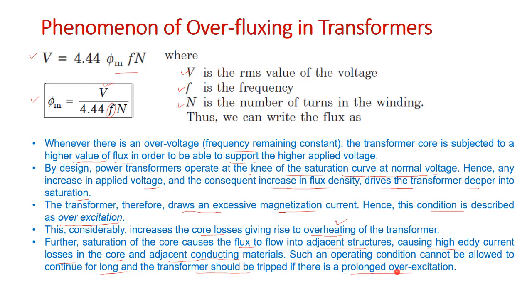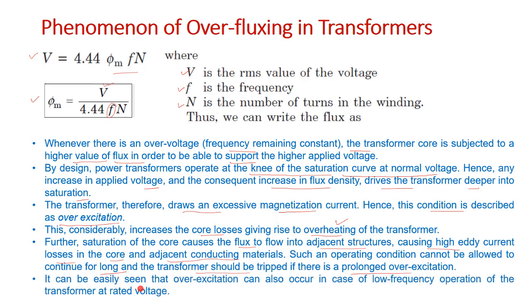a prolonged overexcitation. Okay. So it can be easily seen that overexcitation can also occur in case of low frequency operation of the transformer at the rated voltage. Sometimes your voltage remains fixed and your frequency decreases for a few minutes, and that also causes overexcitation. Okay. So therefore these two conditions should be avoided. One is overvoltage and another is frequency reduction.